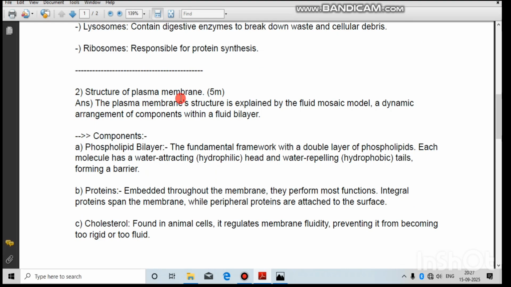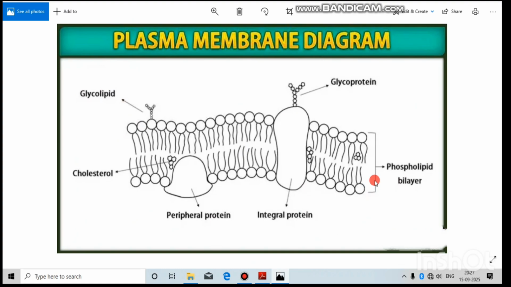The second question is structure of plasma membrane. This question can also be asked as fluid mosaic model, guys. Remember, if they ask fluid mosaic model, then the answer will be the same again. Before you directly start writing the answer, first you need to draw the diagram of the plasma membrane. Here I've got a very easy diagram for you guys. You can just take a screenshot of this diagram and practice it.